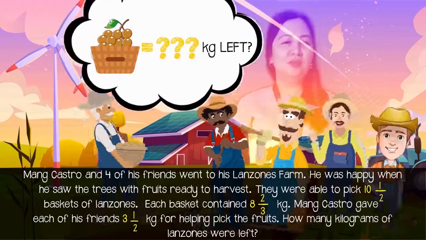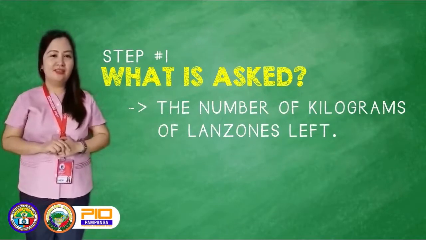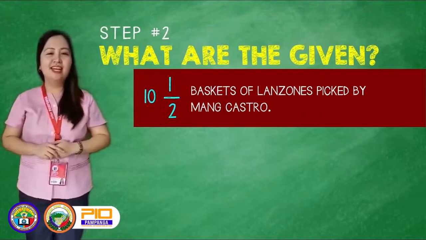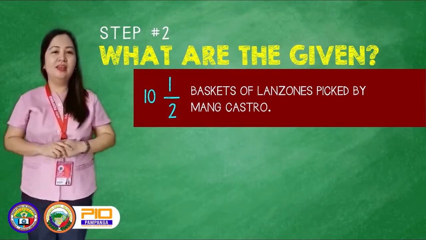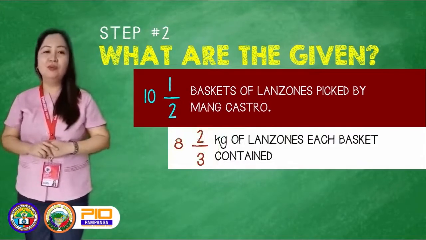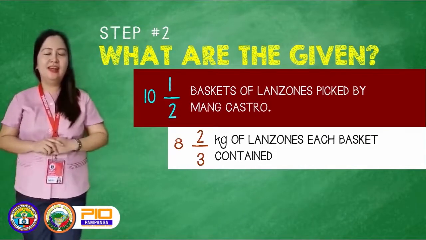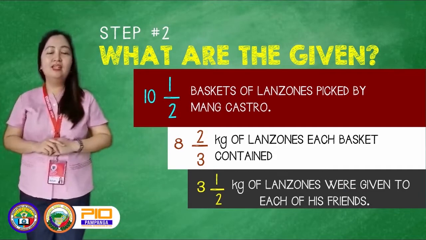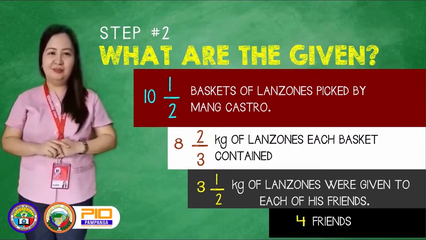In solving word problems, we follow the steps. First, what is asked? It is the number of kilograms of lanzones left. Second, what are given? We have 10 and 1/2 baskets of lanzones picked by Mang Castro. We also have 8 and 2/3 kilograms of lanzones each basket contained. Next, we have 3 and 1/2 kilograms of lanzones given to each of his friends, and 4 friends.